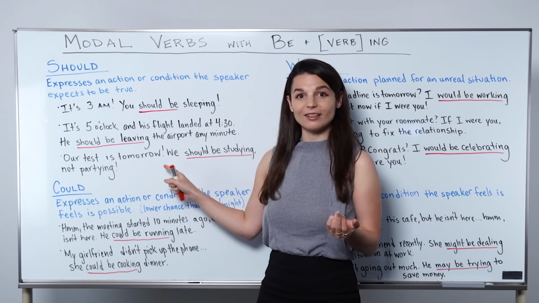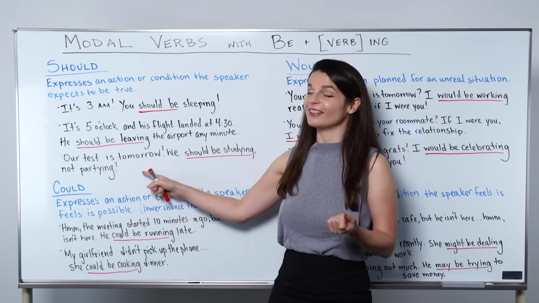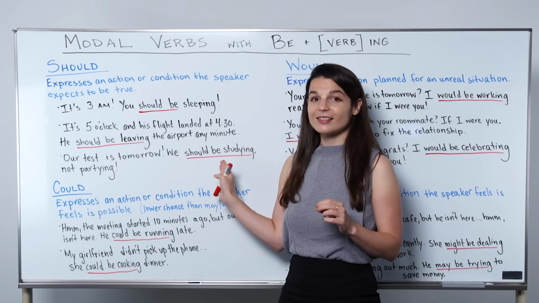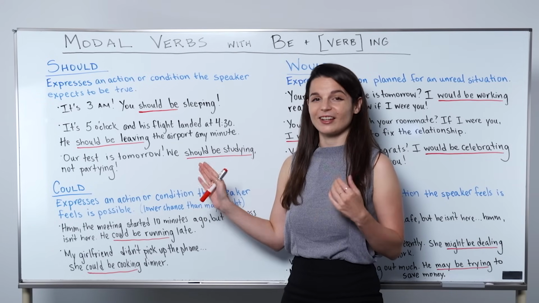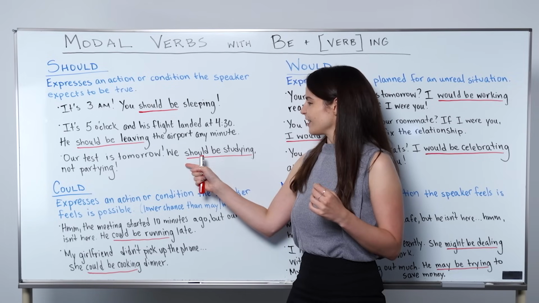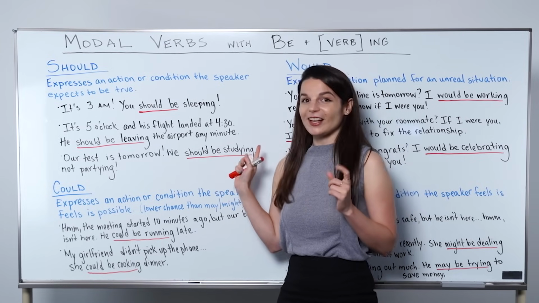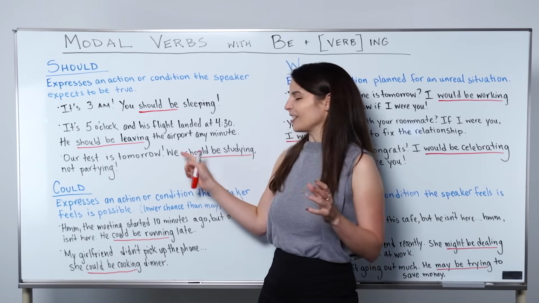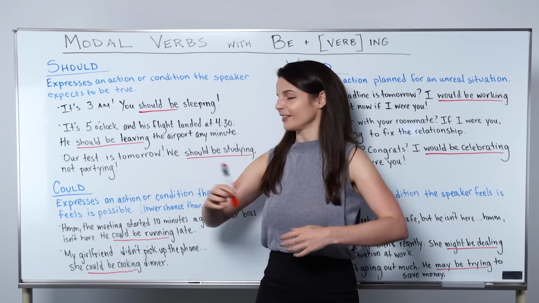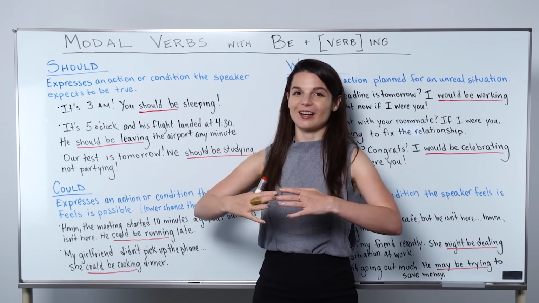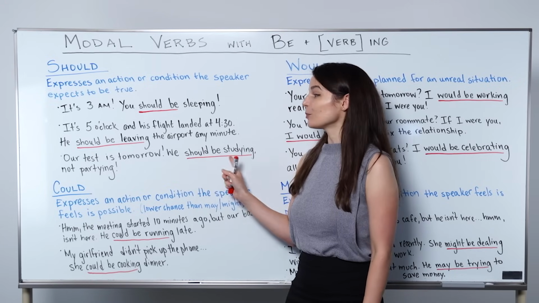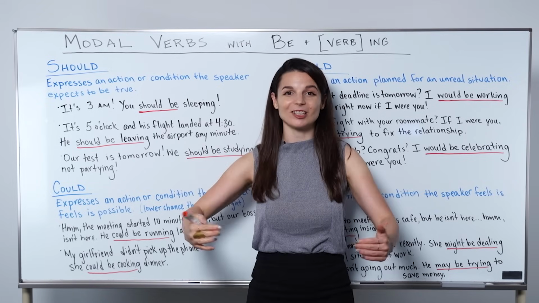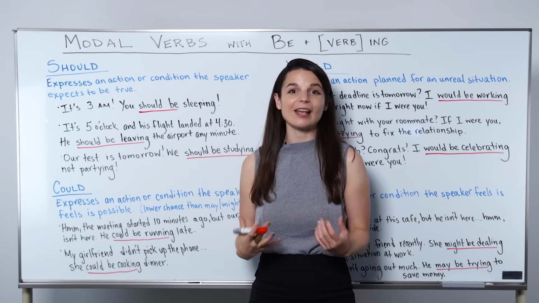Our test is tomorrow. We should be studying, not partying. In this example, we see should be studying, and then we also have not partying. This sentence suggests the we, maybe a group of students in this case, are now partying. But one person says we should be studying, not partying. Again, they're expressing some expectation, some kind of desired behavior here.